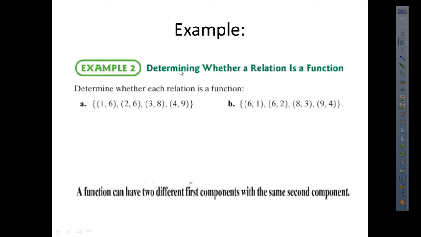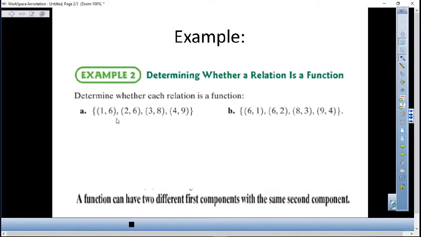All right, so determine whether each one of these is a function. As we look at this one, we've got (1, 6), (2, 6), (3, 8), (4, 9). So do we have any repeating first components? Well, we've got 1, 2, 3, and 4 in our domain. We have 4 different elements for the ordered pairs. Therefore, we know that we are not going to have two y values for one given x value because x does not repeat. So this one is a function. So yes.